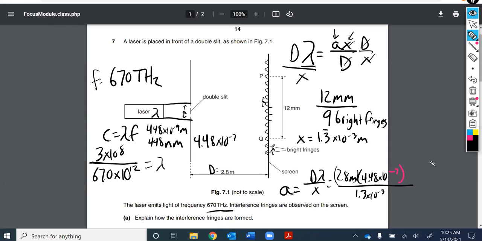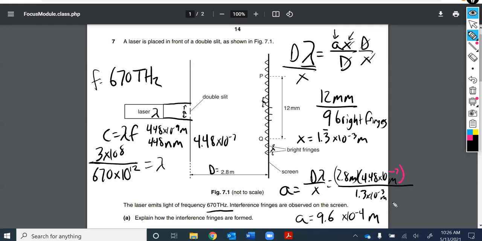I still have that 4.4776 and so on by 10 to the negative 7 in my calculator. I'm going to multiply it by 2.8 to solve my numerator, which is 1.25 by 10 to the negative 6, divided by, open parentheses, 1.3 by 10 to the negative 3. This gives me a distance A equals 9.6 by 10 to the negative 4 meters. All of these quantities were in meters.